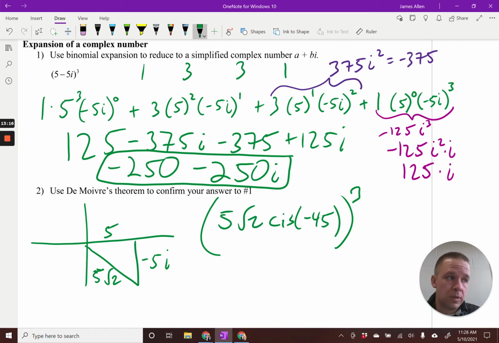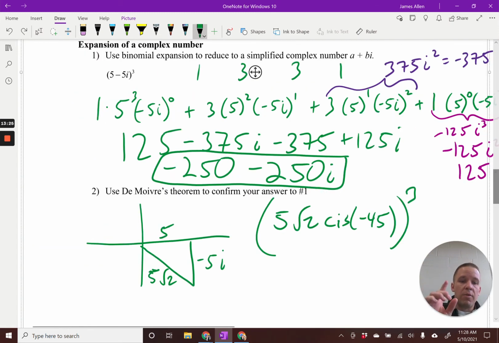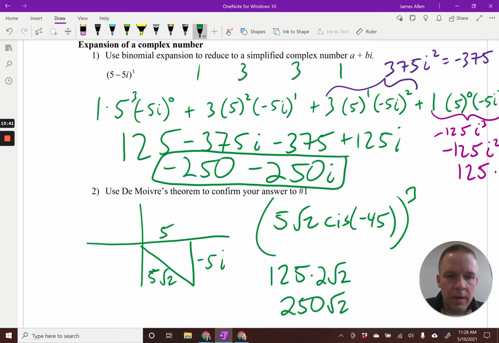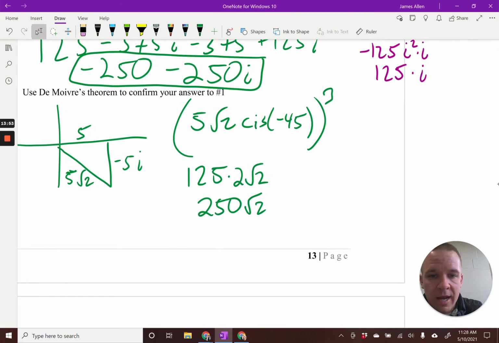To the third. Now, if you remember, we are going to raise this part, the coefficient. That's going to be raised to the third. So I'd have 5 to the third is 125. And then root 2 to the third would be 2 root 2. So I'd get 250 root 2. And how do we get root 2 there? If I were to cube 2, that'd be 8. So square root of 8 simplified down to 2 root 2. That'll work. Okay, and then I have cis.